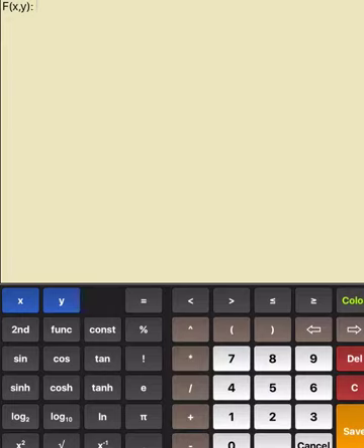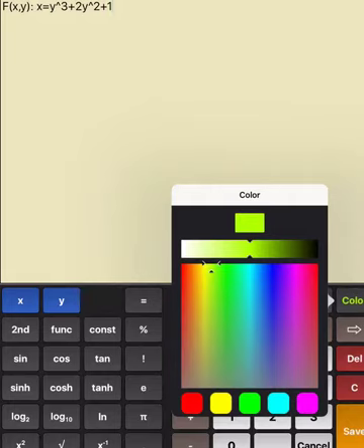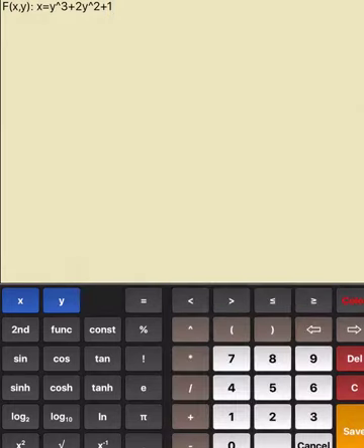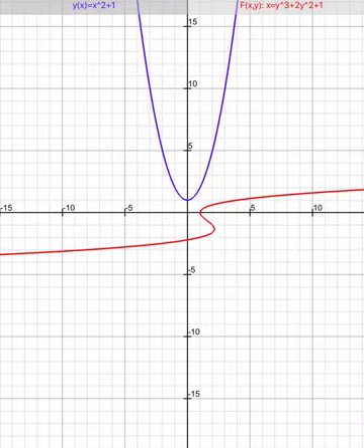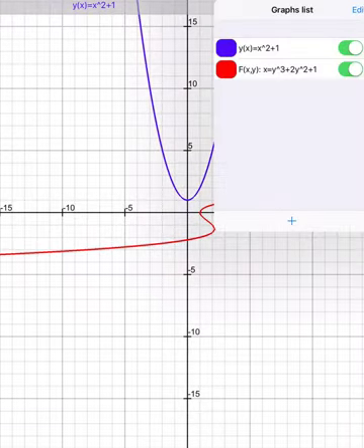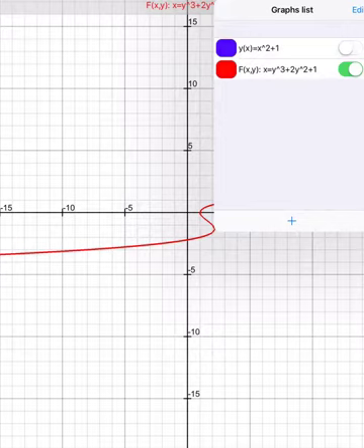And so this is x equals y cubed, y raised to the 3rd power, plus 2y squared plus 1. So there's one graph. I'm going to put that in red right there. So I'm going to look at that graph, and there's that graph, right? I'm going to turn off this parabola here because I don't want that one.